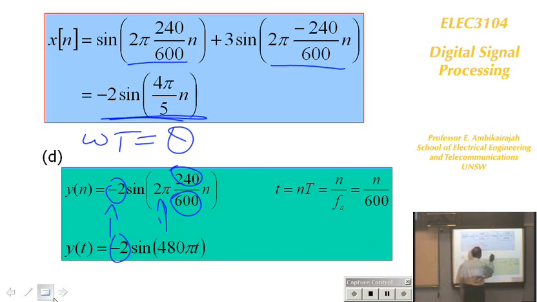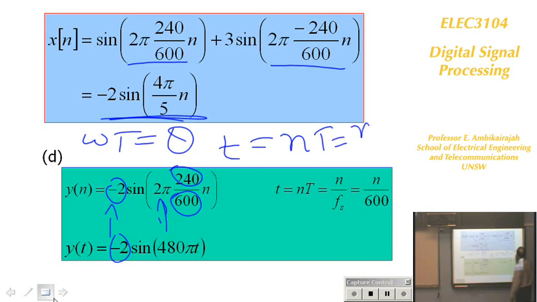And what happened is that t is equal to nT, which is n over fs. So wherever n over fs appears, that part is replaced by small t there. And these two are combined with 480. That's your analog signal, the signal out of the D2A converter. So basically, that is not correct, because you gave two analog signals and you only got one out.